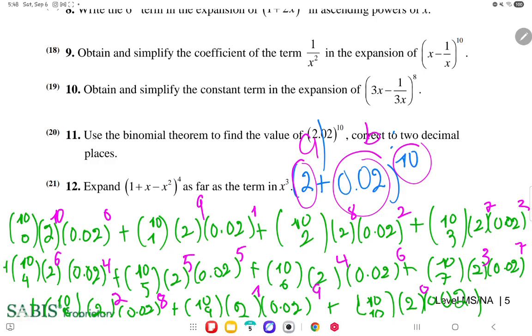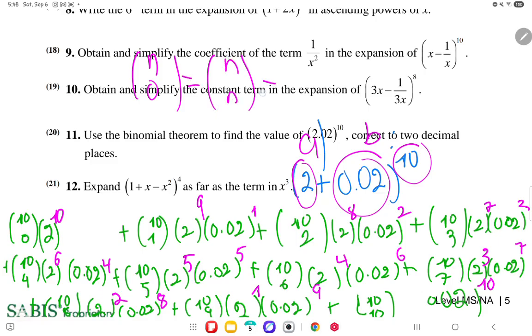Now, anything to the power of 0, you remove it, which is only these two, right? Now, very important, n combination 0 is the same as n combination n, which will give us an answer of 1. So I can remove 10 combination 0 and 10 combination 10. It will save time for me, like this. Perfect. Now, all I need to do is multiply.